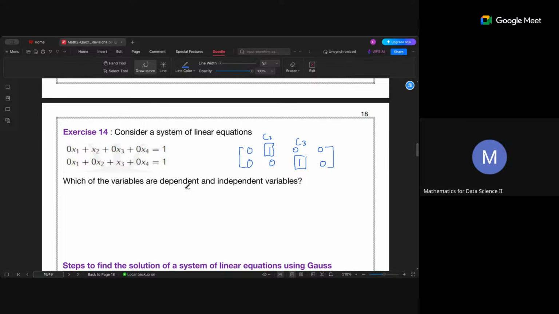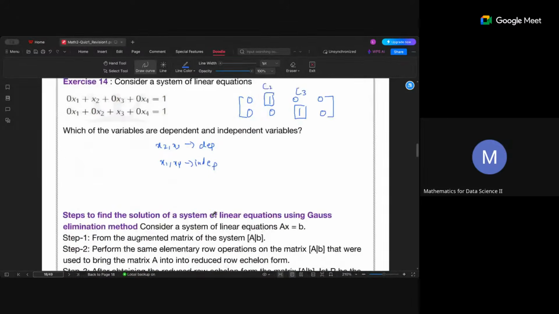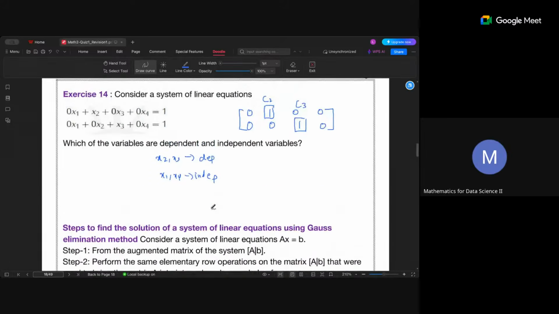So what are the dependent and independent variables? X2 and X3 are dependent, and X1 and X4 are independent variables. Right? Okay, good. And rank, how do we find it? Rank is dependent, right? So 2. Yes. Okay. Fine.